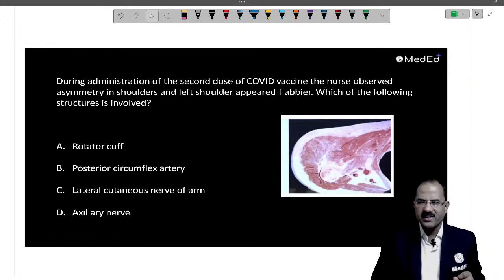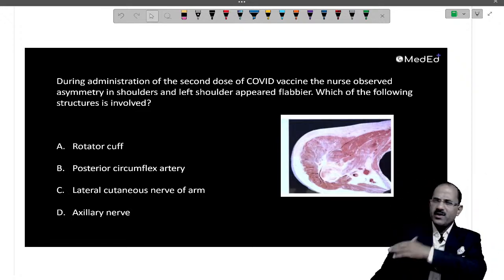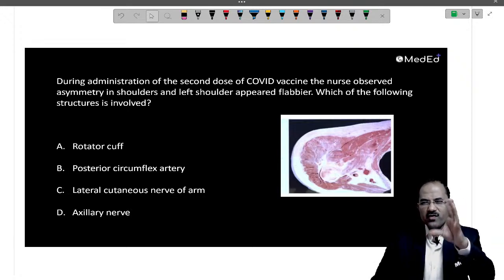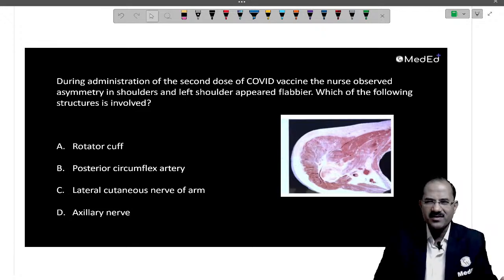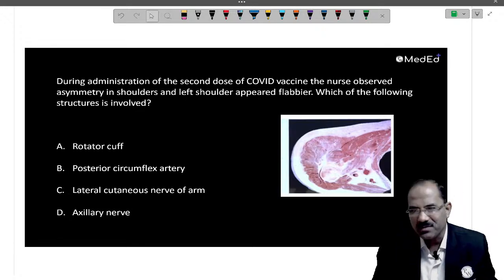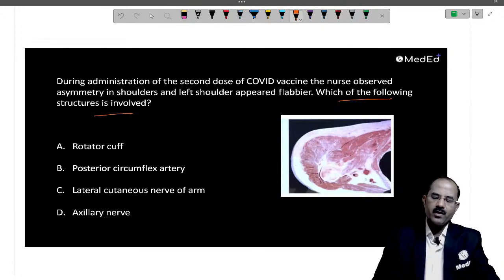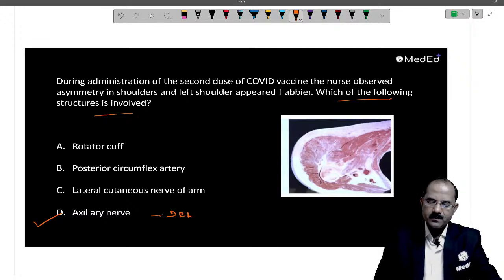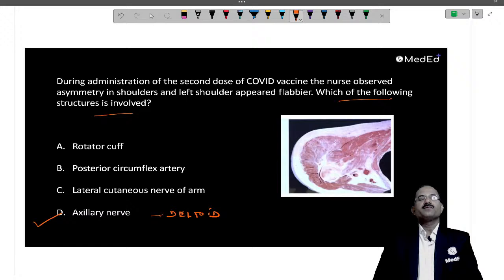Axillary nerve. So if the axillary nerve is injured, the deltoid is paralyzed. The shoulder becomes flabby. The contour, the shape of the shoulder is lost. It becomes a flat shoulder, right? So which of the following structures is involved? The answer is axillary nerve. And which muscle is that? Deltoid. Perfect.